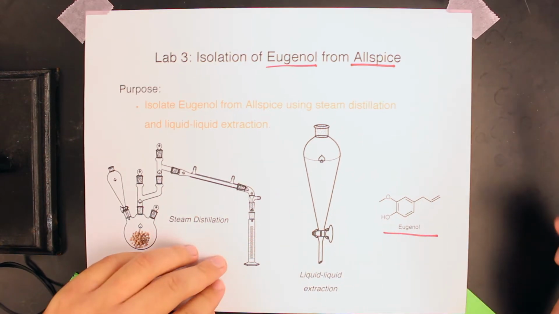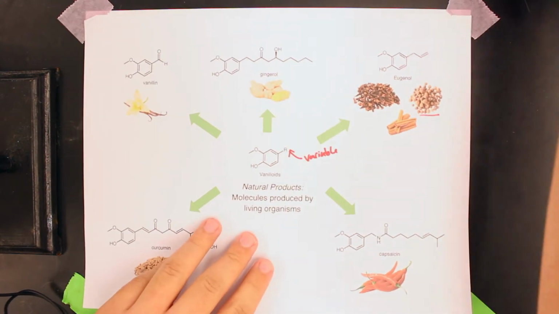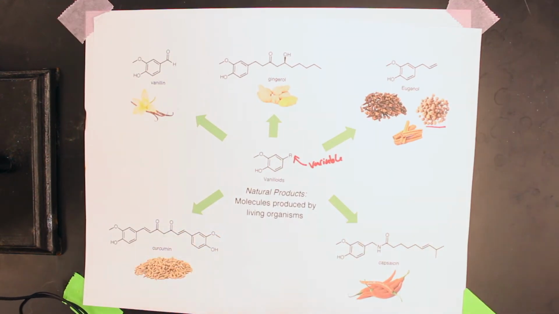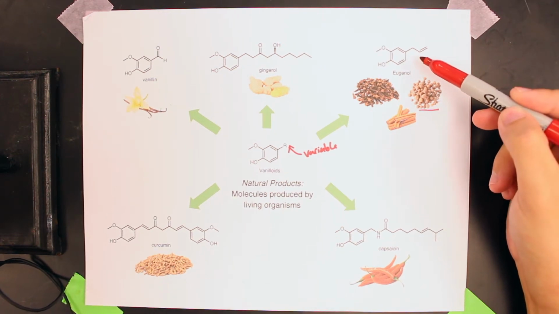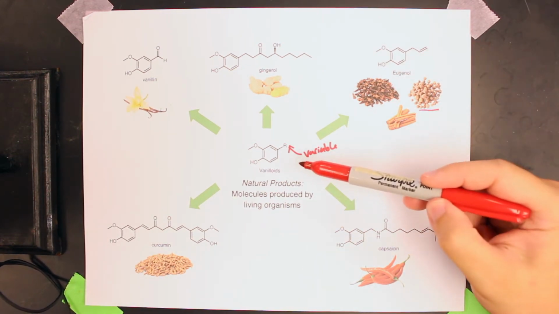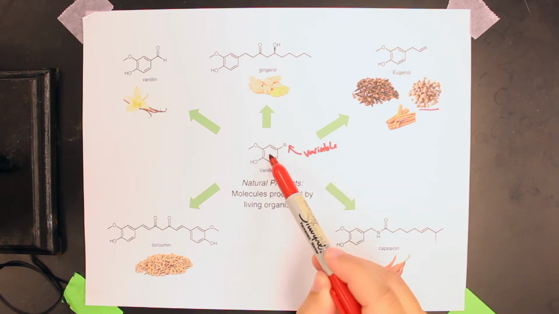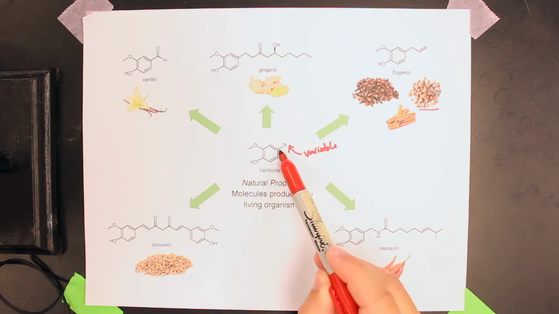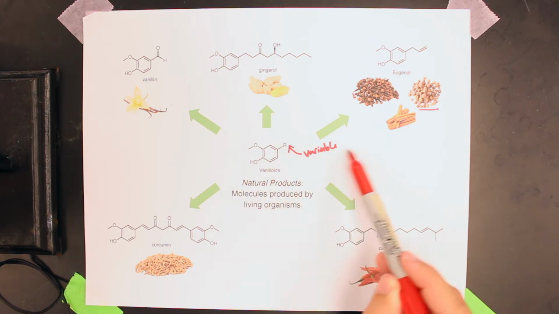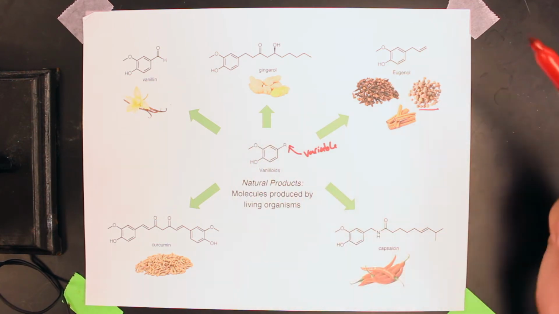So let's move on and discuss what exactly allspice is and what eugenol is. And you can see that eugenol is pictured right here. Now eugenol is a molecule that falls into a subclass of molecules called vanilloids. Now vanilloids have this benzene ring, they have this O-methyl group, and then they have this OH group. And here they have an R group, and the R group is the variable, so it can change. But this is what remains common throughout the entire vanilloid subfamily.